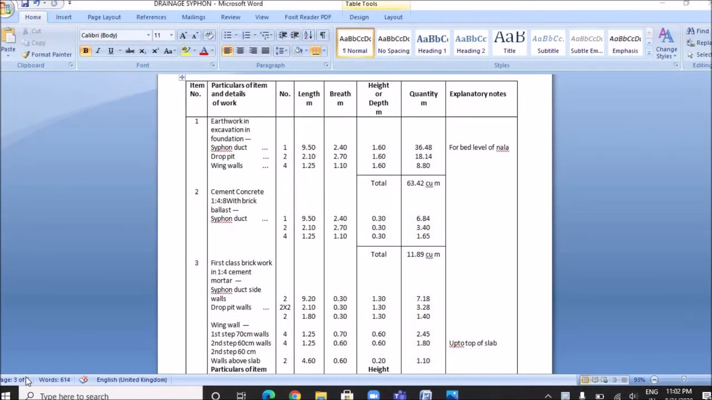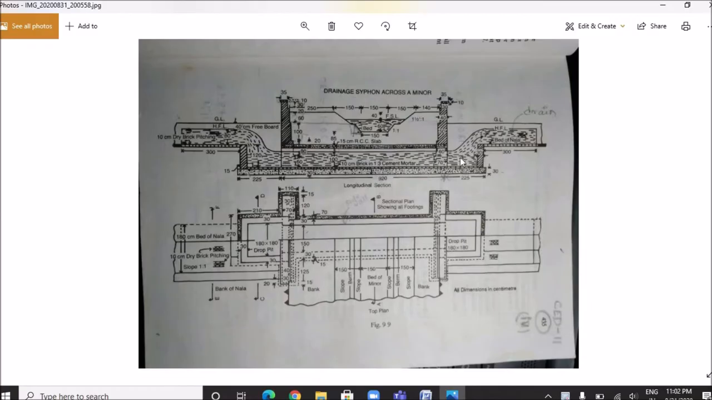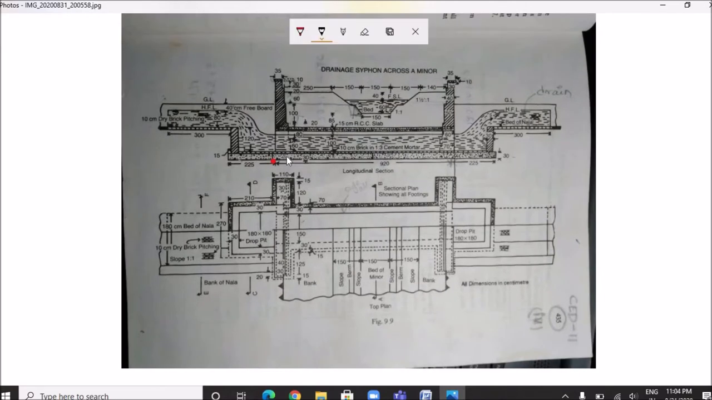Excavation work is to be carried out for the siphon duct, drop pit, and lastly for the wing walls. So if you see the plan, there is only one number of siphon duct which is to be provided, and its length would be from this point to this point. Okay. So if you see from this portion to this portion, the length is given here as 920 cm. And on both sides, there is an offset of 15 cm. So the total length of the siphon duct would be 920 plus 15 plus 15, which is equals to 950 cm or 9.5 meter.